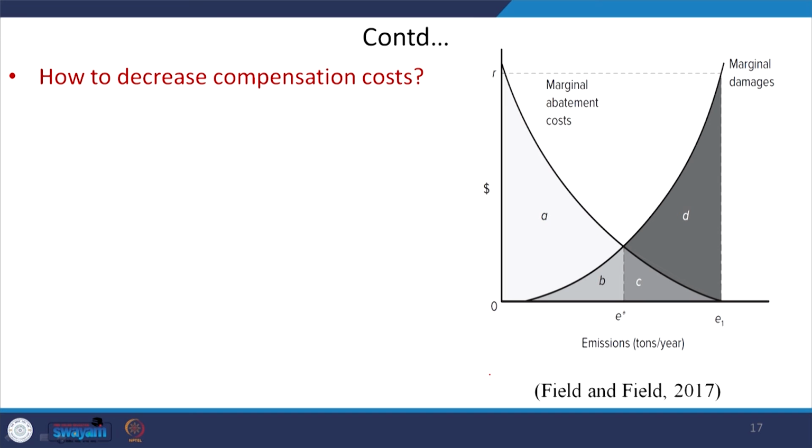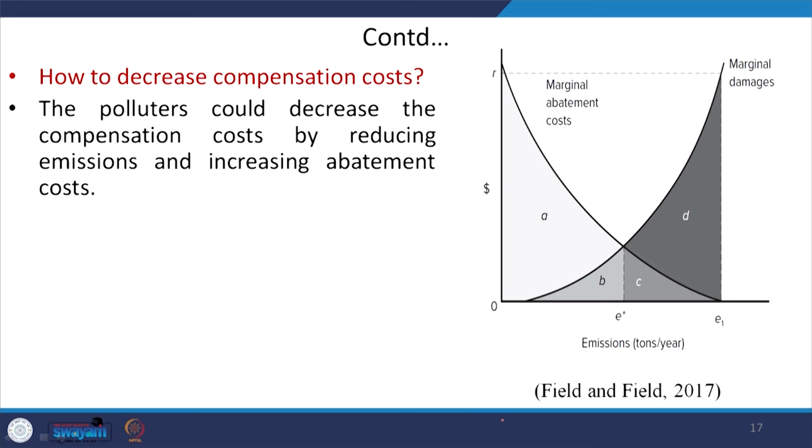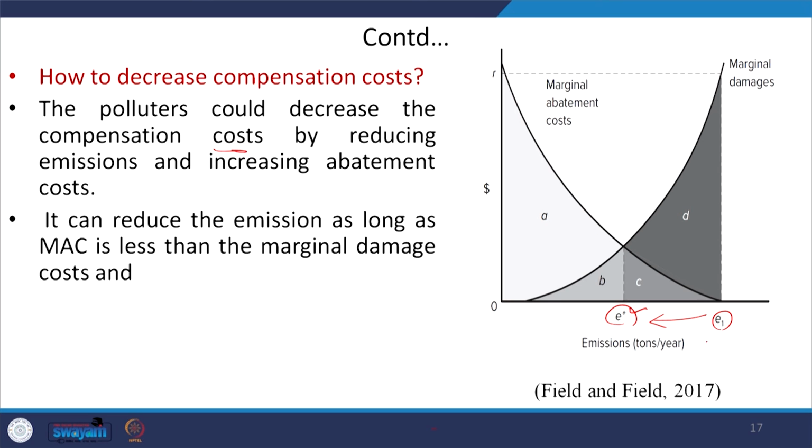But now the question is how to decrease this compensation cost, because obviously the polluter would be thinking about how to decrease it. The polluter can decrease the compensation cost by decreasing the level of pollution from E1 to less than E1, and it can continue till E star is achieved. Polluters can thereby reduce the compensation cost by reducing emissions from E1 towards E star, and for this the polluter has to invest in abatement cost, right. It can reduce emissions to a point, which point? As long as the marginal abatement cost is less than the marginal damage.